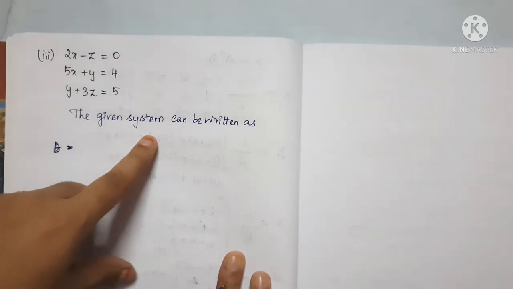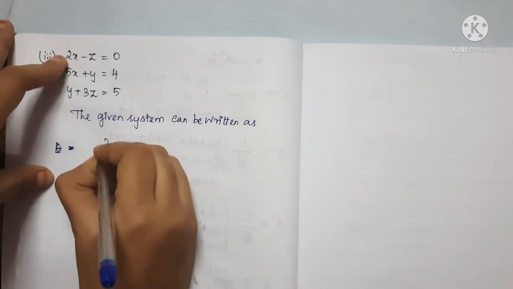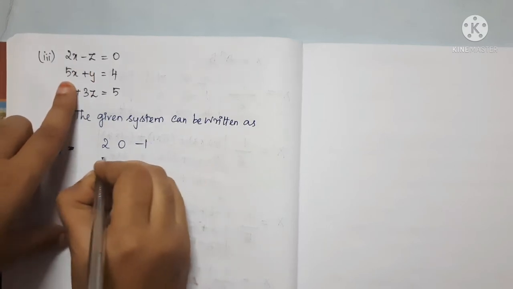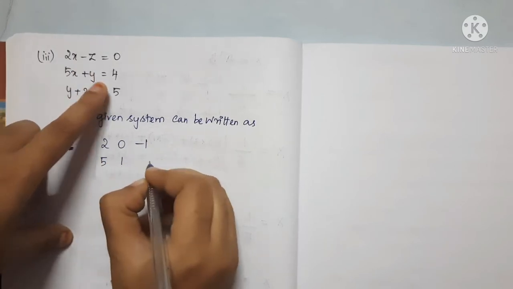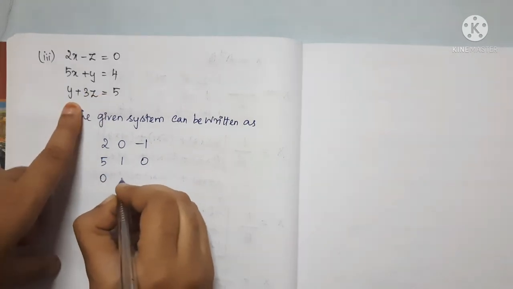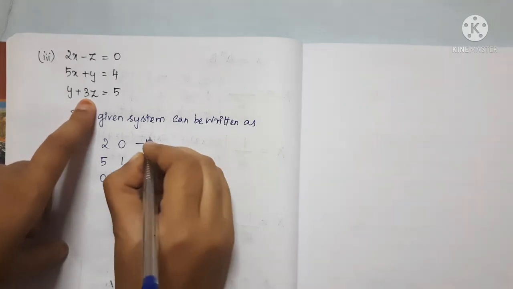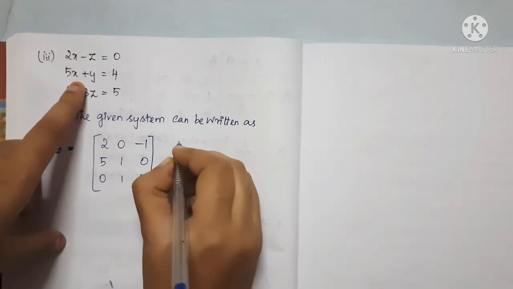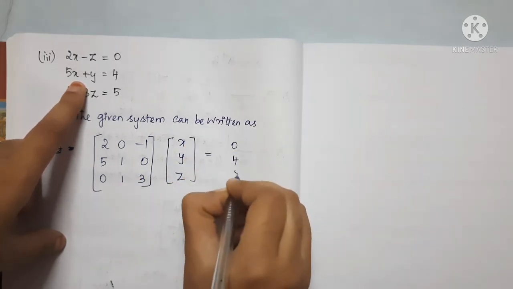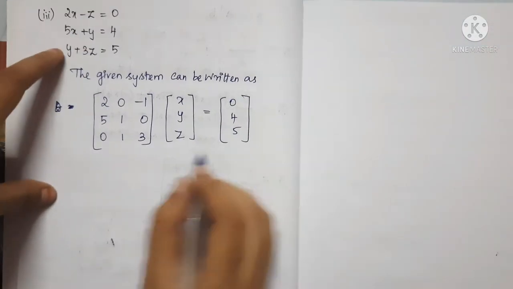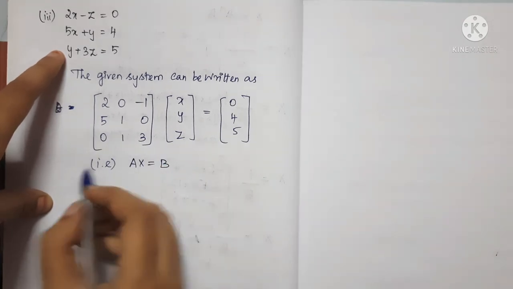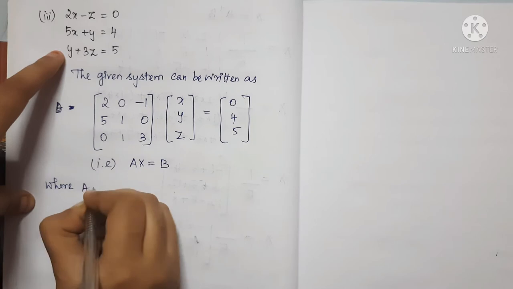The given system can be written in matrix form. We have the symbols x, y, z, and we put in the values: equal to 0, 4, 5. So, we put it as AX equal to B.